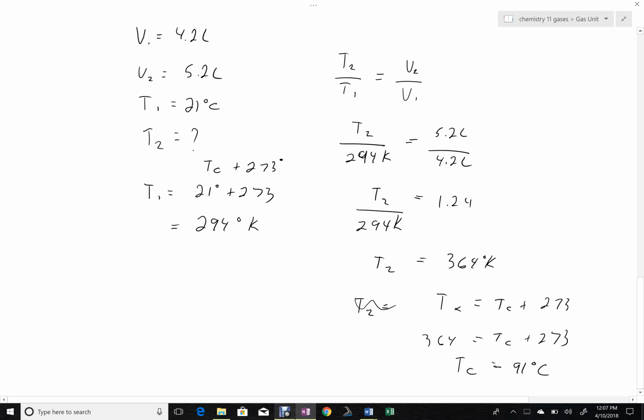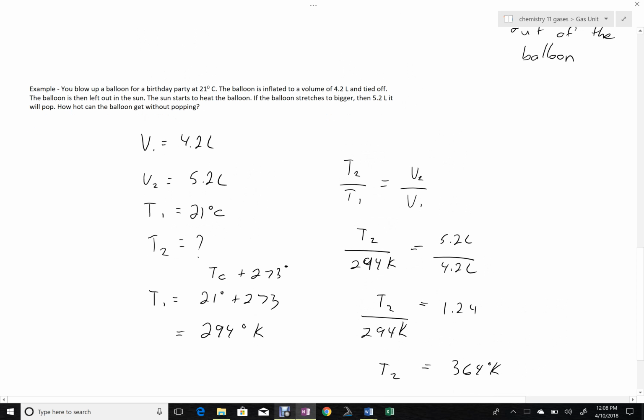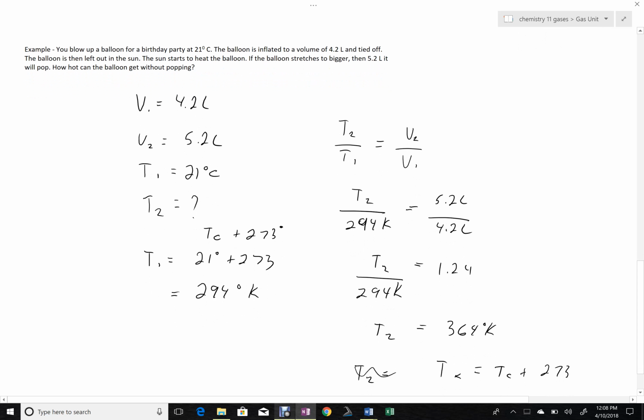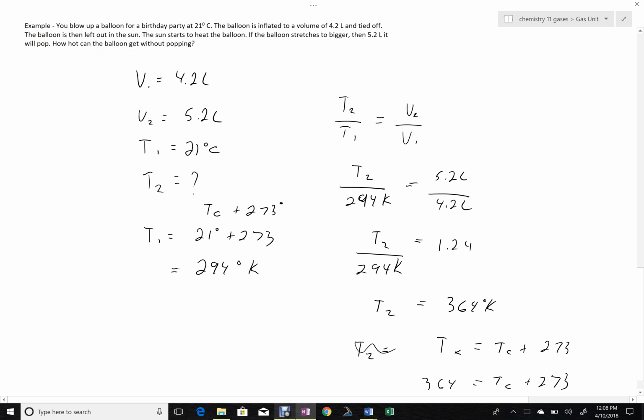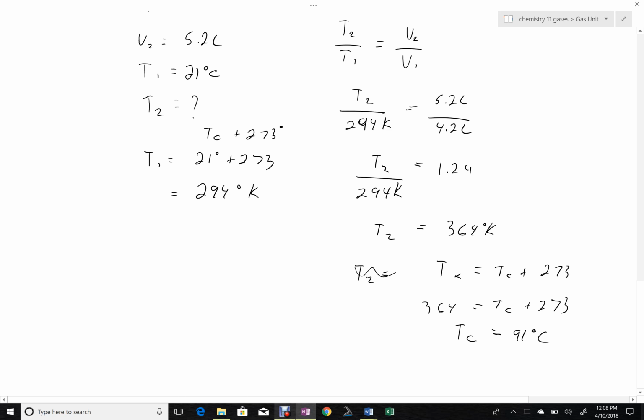So I'm pretty confident my balloon, even if it's left out in the sun, isn't going to get all the way up to almost the boiling point of water, 91 degrees Celsius. So I am not too worried about the balloon popping if it's left out in the sun. We've left a fair amount of growth for it to have without popping, so it should be fine.